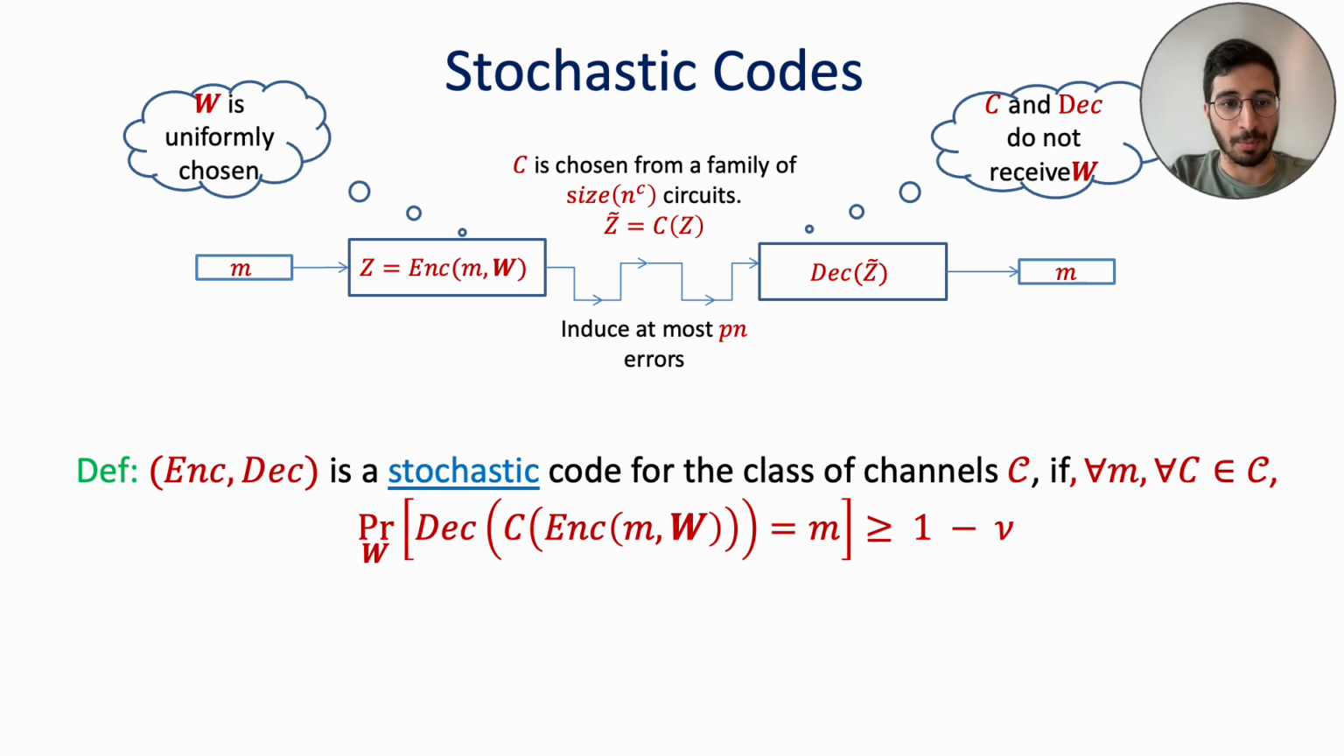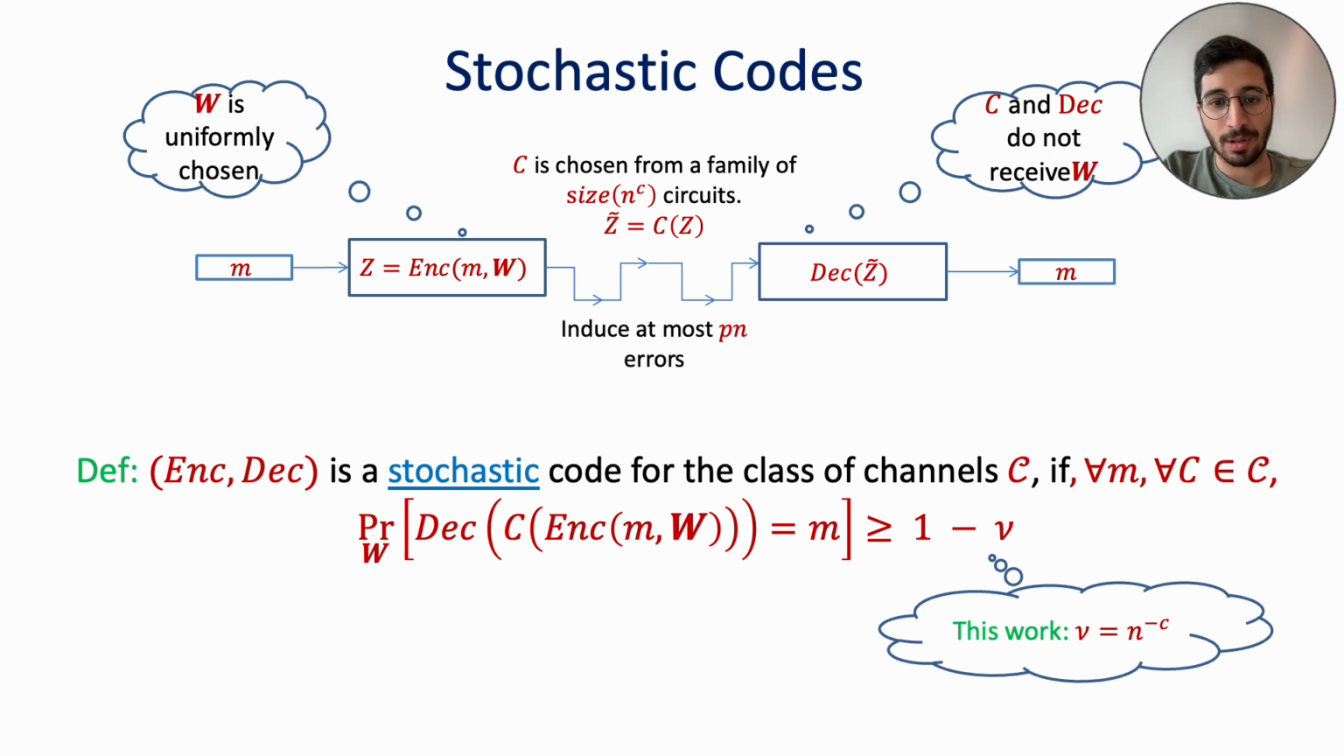Okay. So here's the formal definition. The definition says that given an encoding and decoding function, they are a stochastic code for class C if, for every message m and every c in this class of adversaries C, the probability of decoding actually recovering the damaged code word and outputting m is high over the randomness of w. Okay. Now for this talk, the error is going to be n to the minus c, and you can choose any inverse polynomial you want.